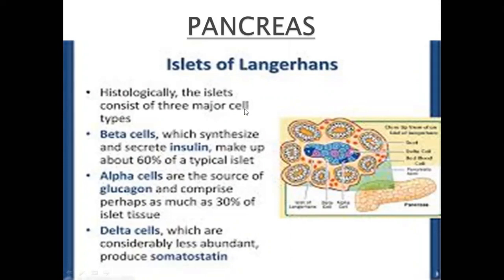Histologically, the islets consist of three major cell types: beta cells, alpha cells, and delta cells. First, the beta cells, which synthesize and secrete insulin and make up 60% of the islet. So beta cells are making insulin, and alpha cells are making glucagon in the blood.